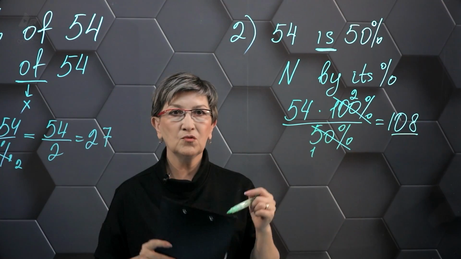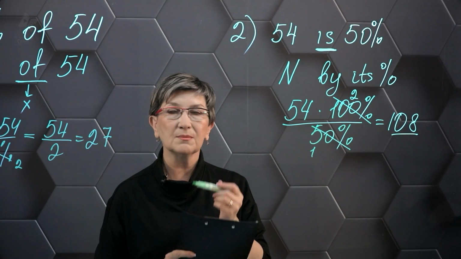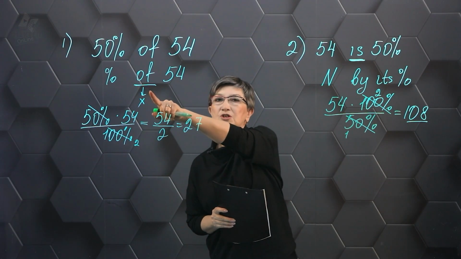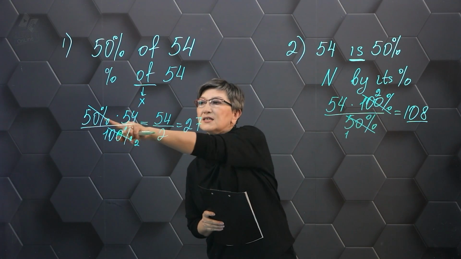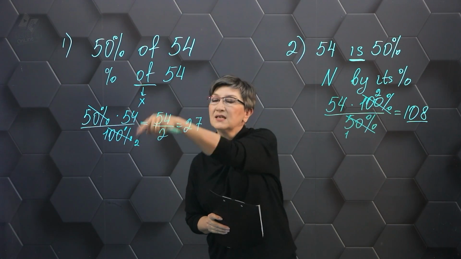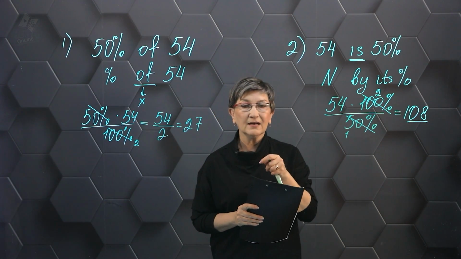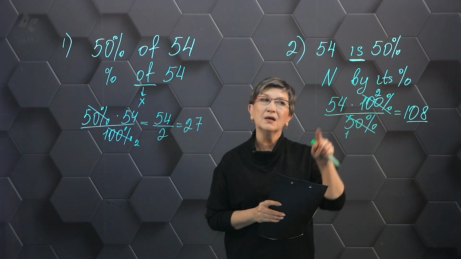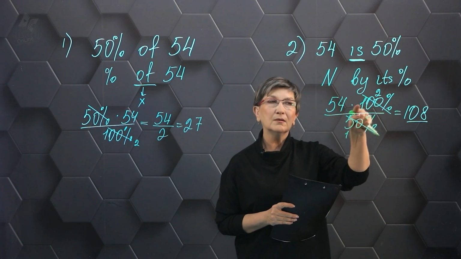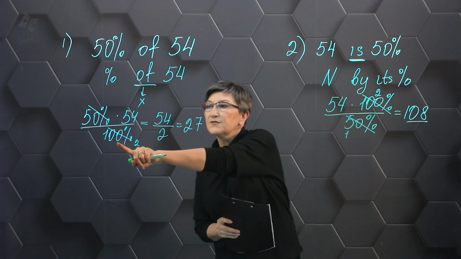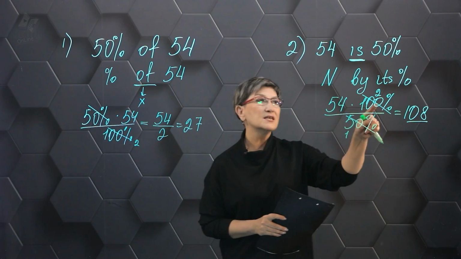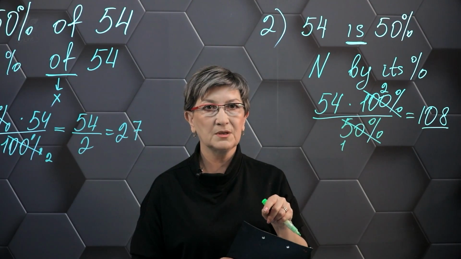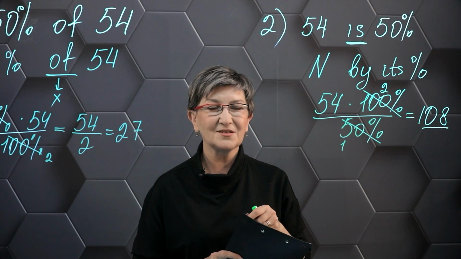These are the two positions you have to deal with. You have to understand clearly what you need to find: the percent of a number, then you multiply the number and the percent and divide by 100, or you need to find the number by its percent. In this case, the 100 we put in the numerator. Notice here we divide by 100 and here we multiply by 100. And the percent itself we put in the denominator and do these operations.